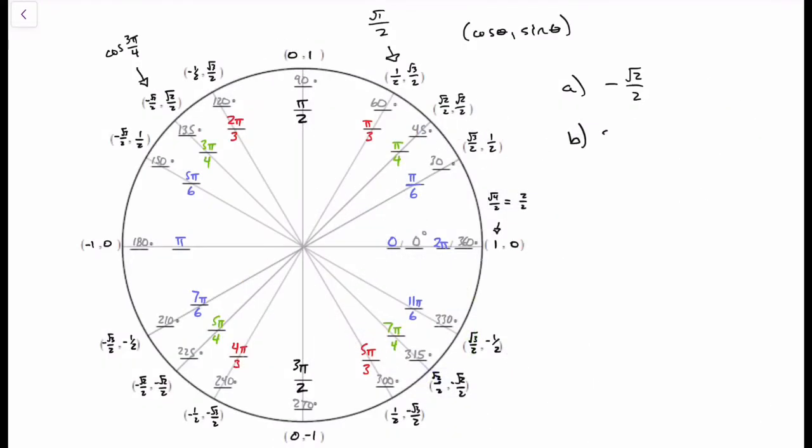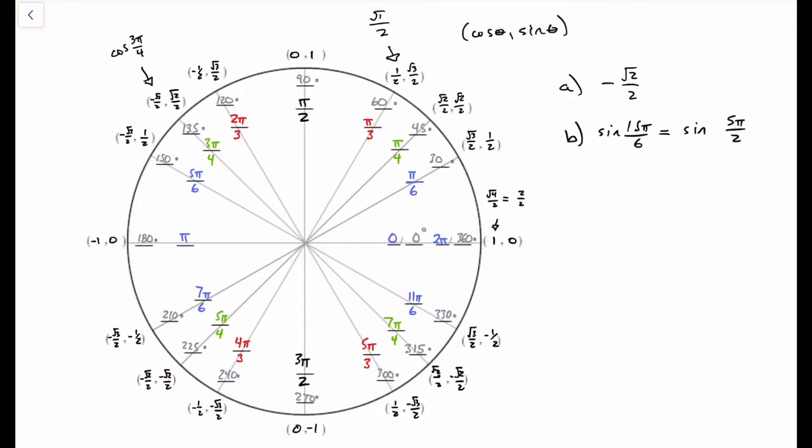So that's the beauty of the unit circle. All the answers are there. If I want to find the sine of 15 pi over 6 though, always make sure the angles are in lowest terms. So both can be divided by 3. So this is the same as the sine of 5 pi over 2.